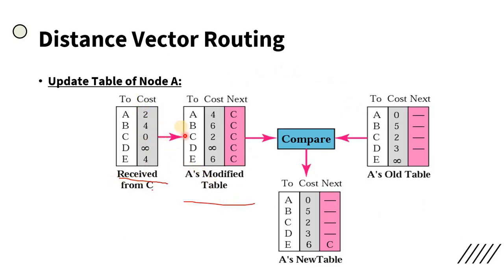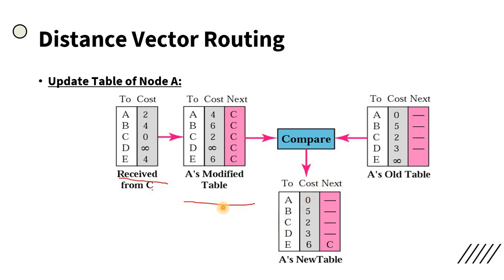Based on this information, node A's routing table is updated. After that, the old and modified tables are compared. This is the modified table and this is the old table. If there is a change in distance between the old and modified tables, then the route is changed in the new A's table. Here the distance between A to A is 4 in one table and 0 in the other; 0 is the least, so that is why it is taken. In the same way all the distances are computed. The distance between A to D is infinite in one and 3 in the other. So 3 is the least, so that is why it is chosen in the new A's table. So this is how the routing table is updated.